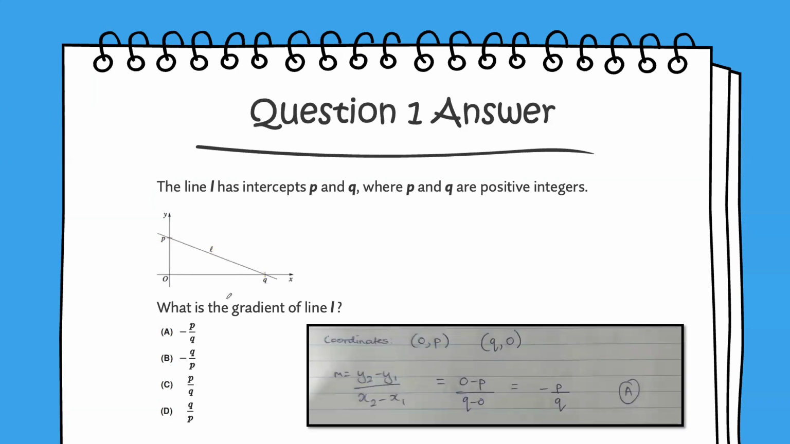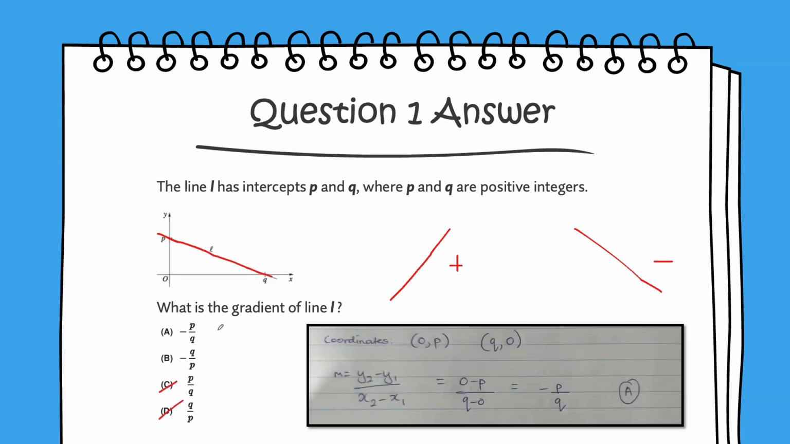If we look at the answer here, the first thing is we can easily figure out whether a gradient is positive or whether it is negative, right? If it is upward sloping like this, that is a positive gradient, and if it is downward sloping like this, then it is a negative gradient. In this case, this line is downward sloping, so we know that has to be a negative gradient. So it has to be either A or B. That's something you could rule out straight away.